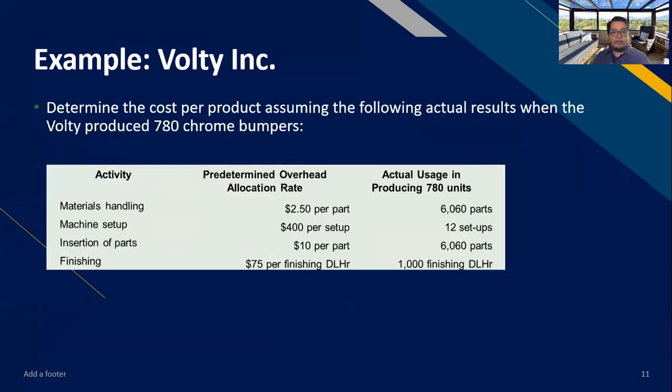So, given that you already know the predetermined overhead rate, you were told that Volty produced 780 chrome bumpers for the whole year, and they used the following. This was the actual usage in producing 780 units. You are now asked to determine the cost per product. Cost per product meaning cost per chrome bumper, given that this is the actual consumption for the year.